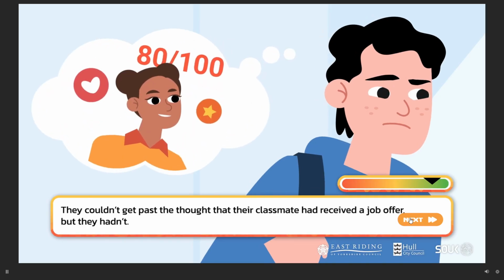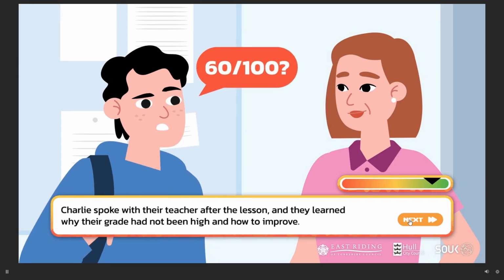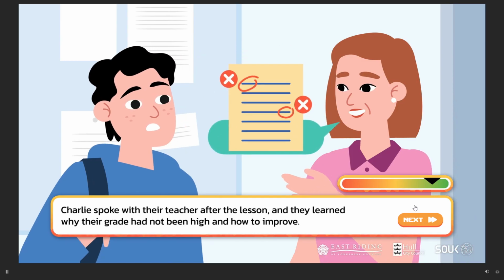They couldn't get past the thought that their classmates had received a job offer. She has hearts and stars around her. Looks like I'm in love. Charlie spoke with their teacher after the lesson, and they learned why their grade had not been high and how to improve. Oh, you see, over here at the top, you didn't indent the paper.